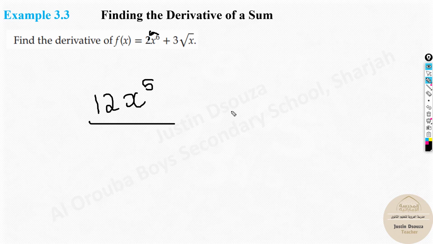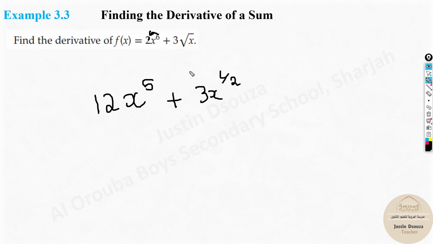Direct solving. You need to be thorough with this direct method because that is going to save a lot of time. You have to use this in the exam, otherwise you won't be able to solve it quickly. Now, what about this plus 3x to the power half?